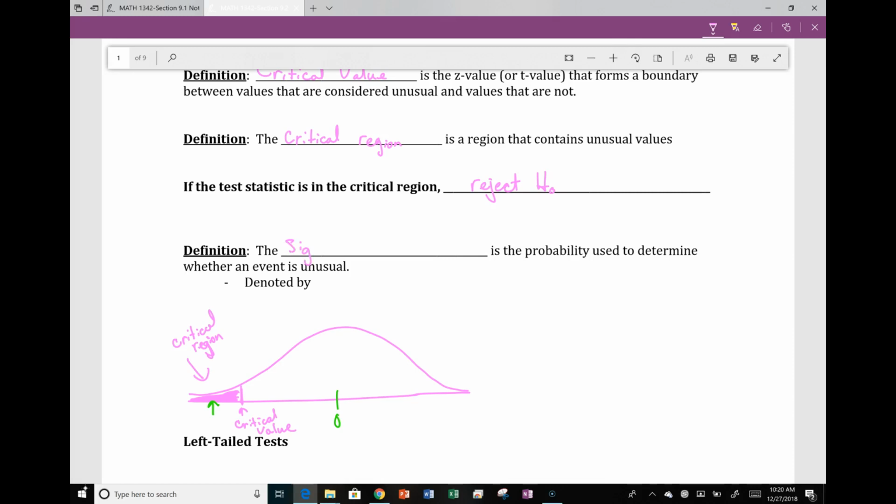The significance level is that which we want to really pay attention to. This is the value or the probability used to determine whether an event is unusual or not. If we're not given a significance level, then we assume that it is 0.05 because that's what we've been taught is considered unusual. This is denoted by our alpha. So alpha is our significance level.